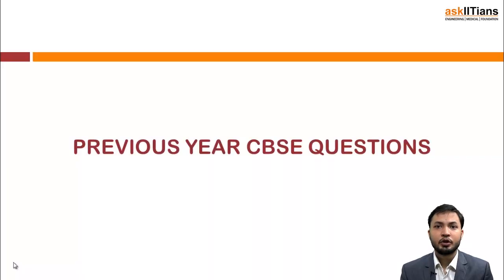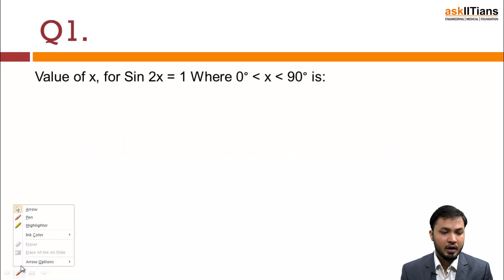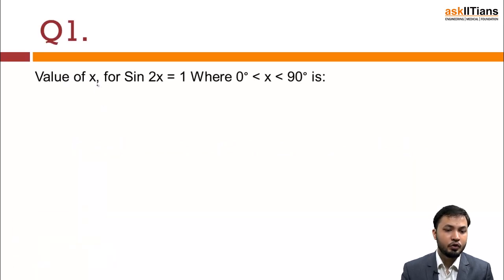Hi, based on the topics that we have just studied, let's look at some of the questions that have previously come in our CBSE exams. Okay, now let's look at our first question. Our first question here says that you need to find the value of x for sine 2x is equal to 1, where my x shall lie from 0 to 90 degree. Now in this question, you basically have to find the value of x in terms of the angles.